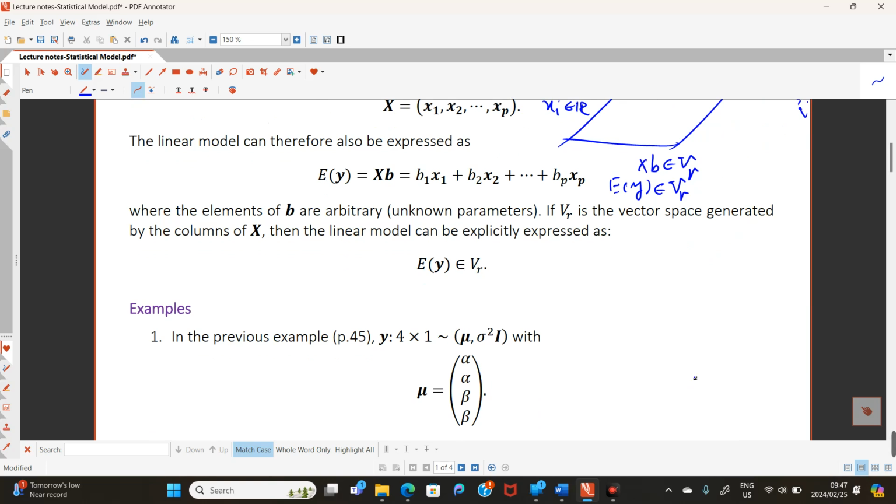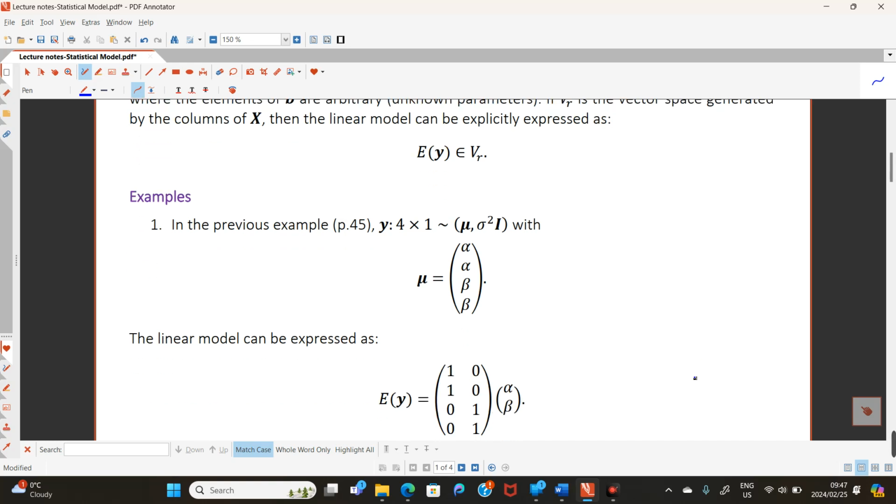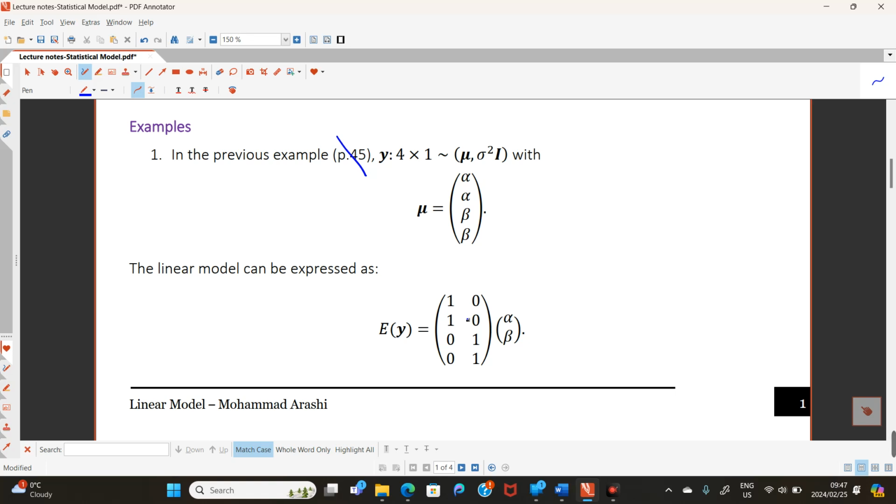We have several examples here to show that this way we can focus on X. For instance, forget about this page number here. If Y is a vector 4 by 1 with these specifications, where mu is given by alpha, alpha, beta, beta, then you can express the linear model in this way.